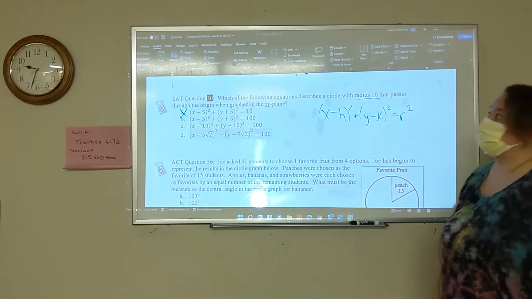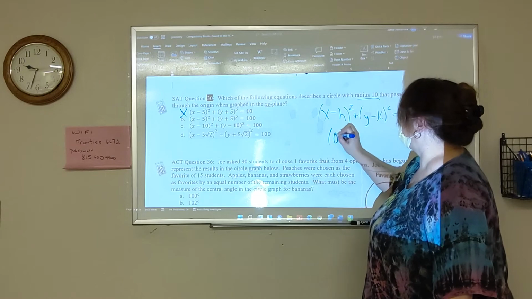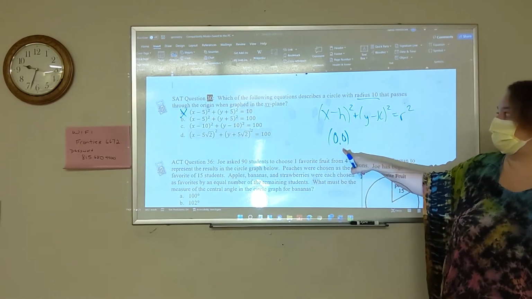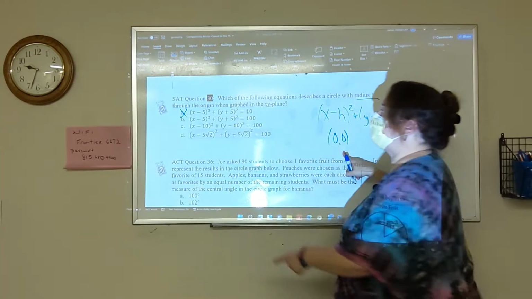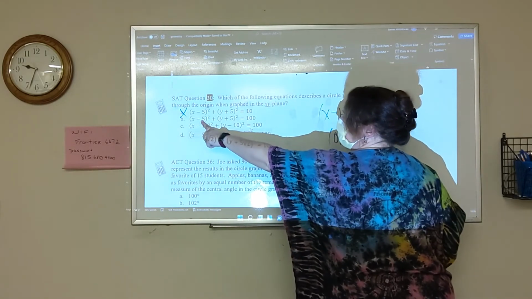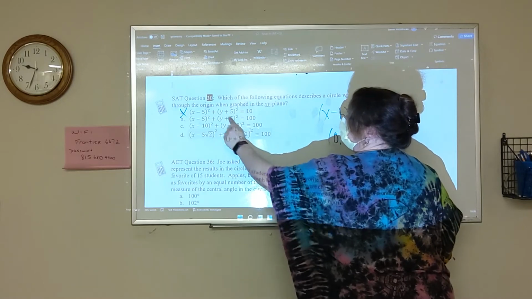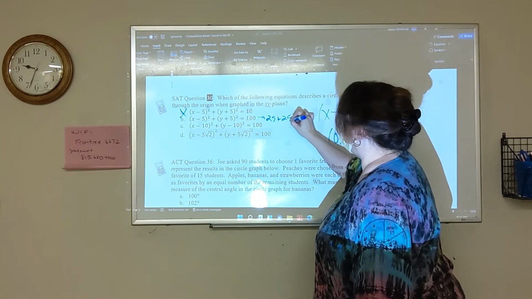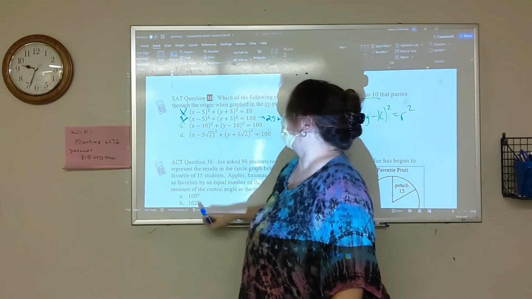The other thing we know is that it's going to go through the origin. So your coordinates of your origin are 0, 0. So that means when I plug in 0, 0, my equation should work. So if I plug in 0, 0 to B, you're going to have 0 minus 5, that's 25 when you square it. 0 plus 5, that's 5. 5 squared is 25. So I got 25 plus 25. So 25 plus 25 is not equal to 100. That's equal to 50. Rule out B.